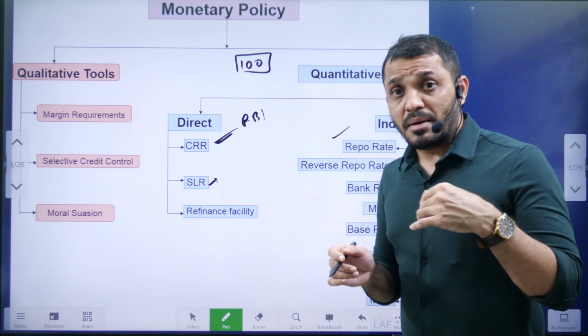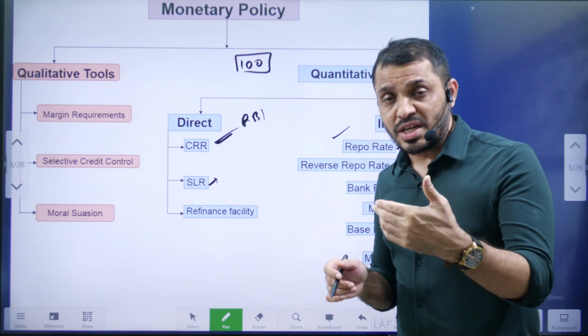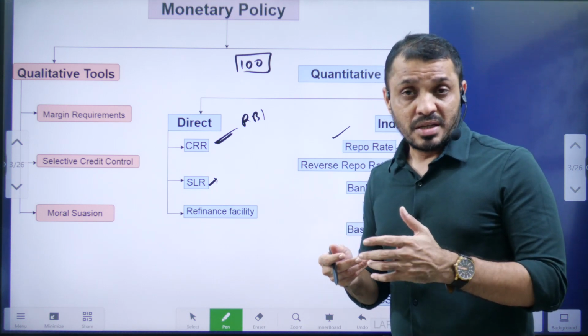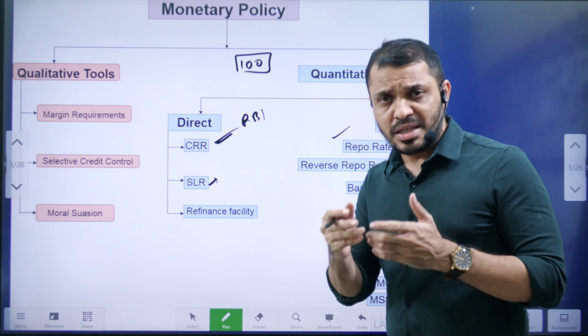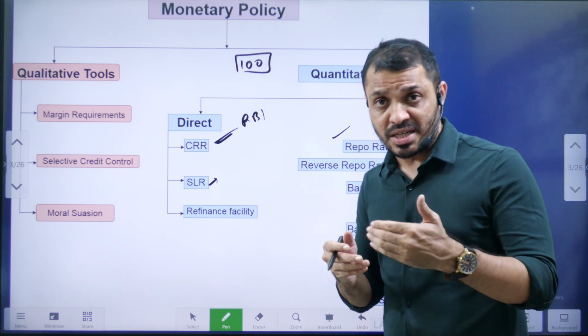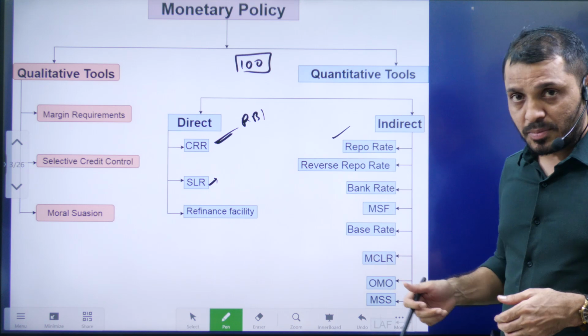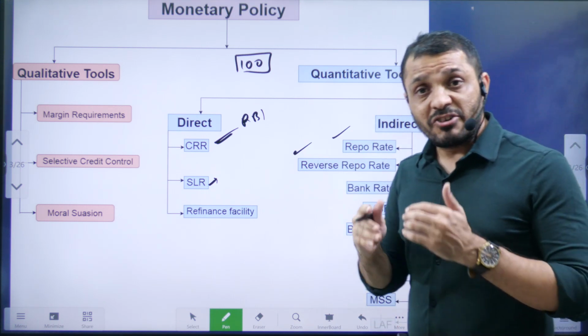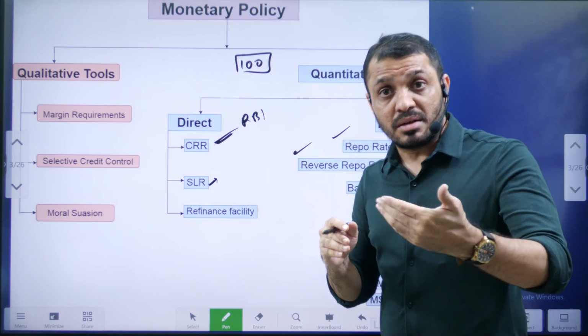It is the rate of interest RBI charges on banks. When banks need money, they take money from RBI. In that process, RBI will charge a certain rate of interest on banks, which is known as the repo rate. Reverse repo rate: if banks are having money, they will park their money with RBI.